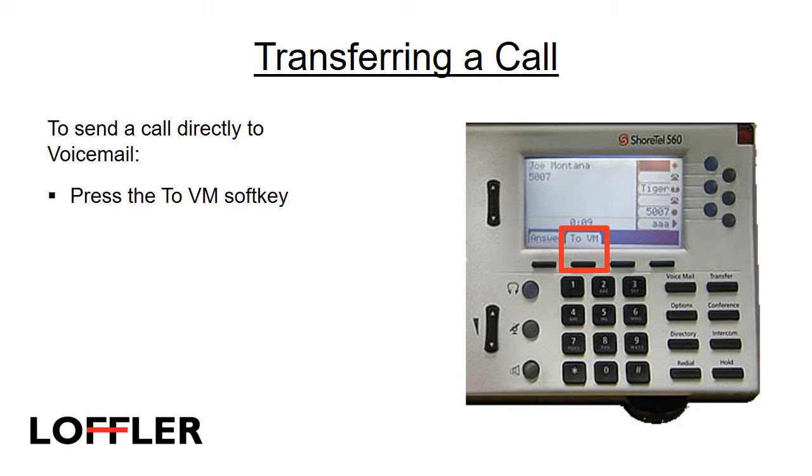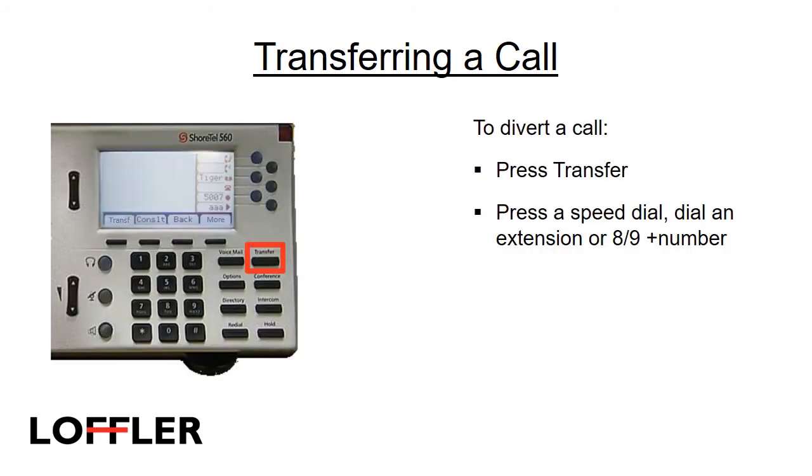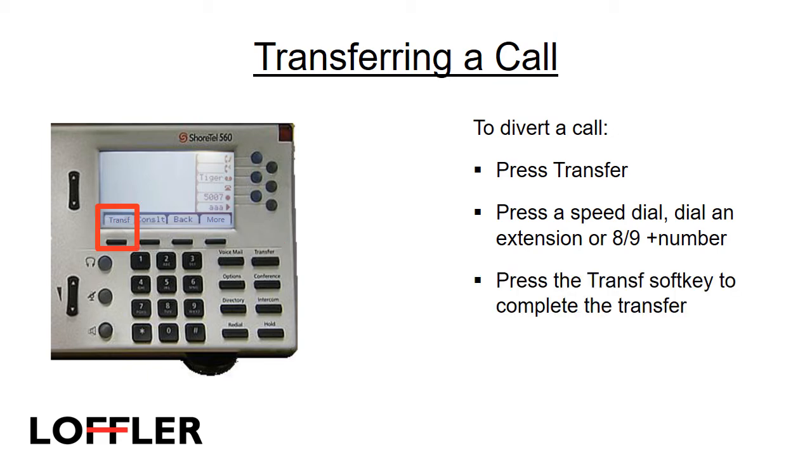To forward a call directly to voicemail, press the 2VM soft key while your phone is ringing. To divert a call, press Transfer, then press a speed dial, dial an extension, or dial the trunk access code 8 or 9, and then the number. Then press the Transfer soft key to complete the transfer.